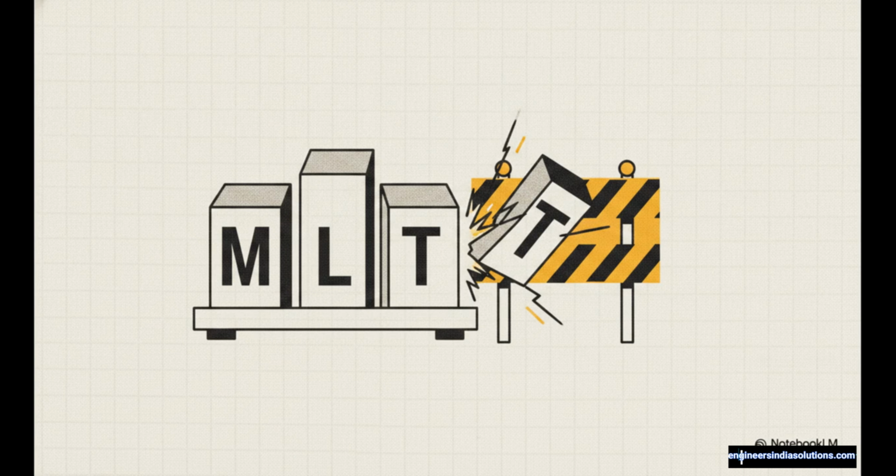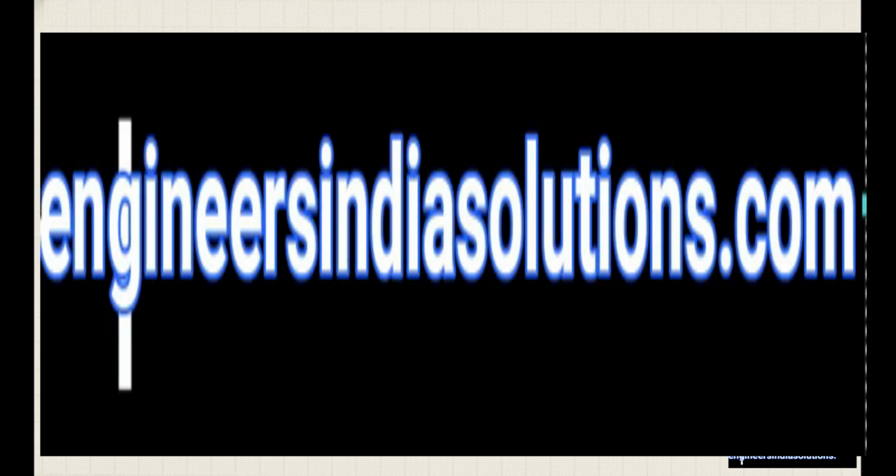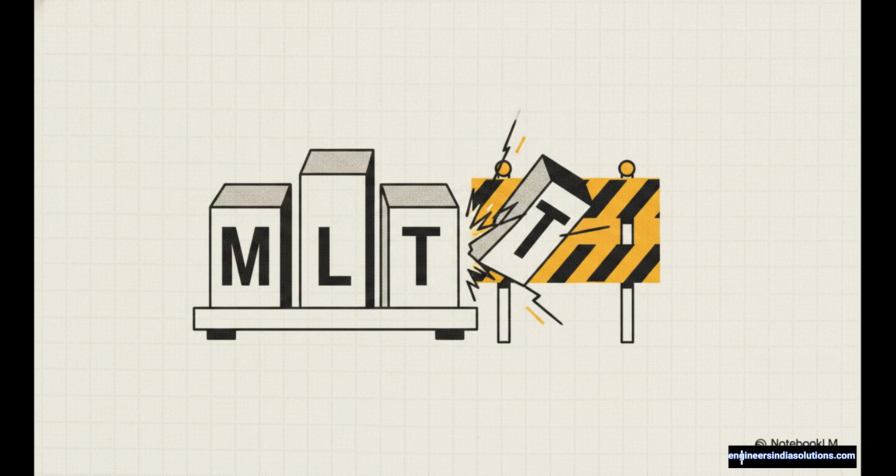But here is the foundational limit. In basic mechanics, we only have 3 foundational dimensions to work with, right? Mass, length, and time. Mathematically speaking, when you equate the powers of m, l, and t on both sides of an equation, you're generating exactly 3 equations. And as basic algebra tells us, with 3 equations, you can only solve for a maximum of 3 unknown variables.